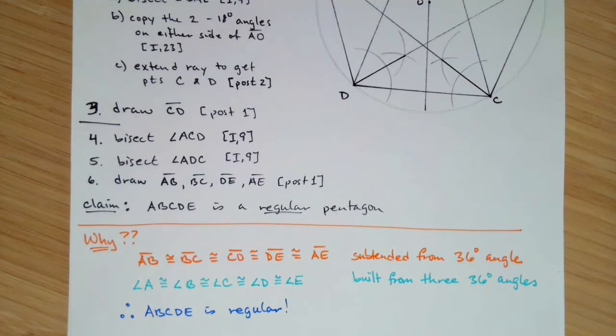Notice it was obvious that it was a pentagon inscribed in the circle just by the fact we had 5 points on the circle itself. The key thing here was establishing that it was regular, so all the sides congruent and all the angles congruent.